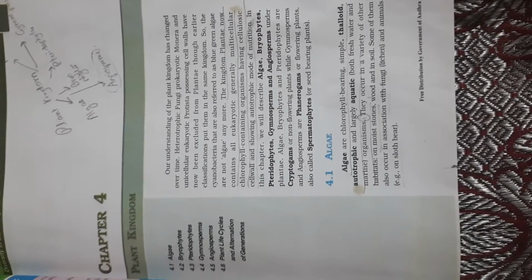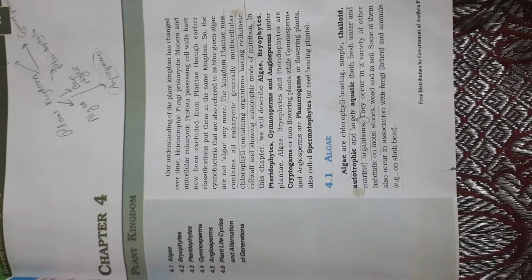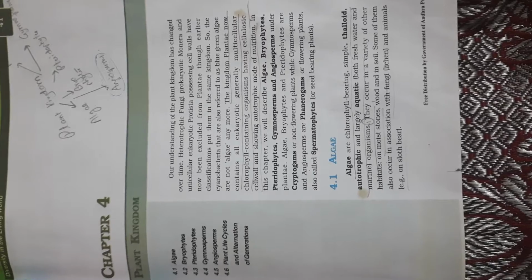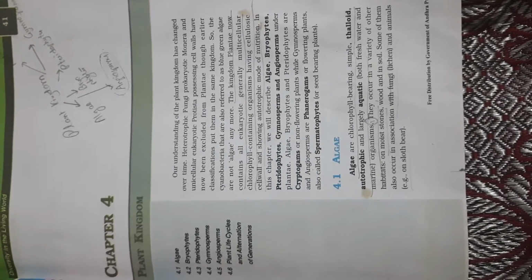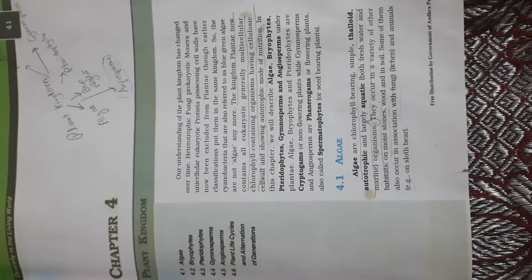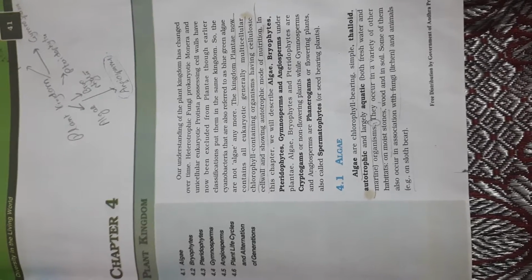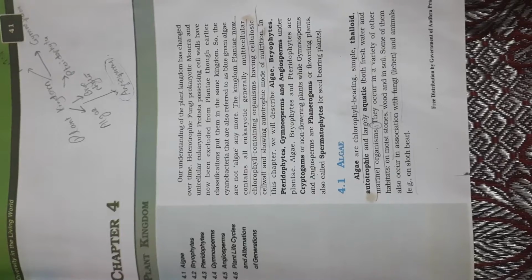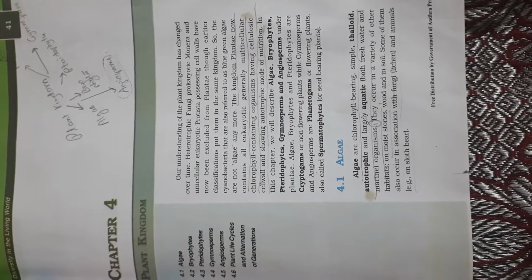So what is the plant kingdom? The kingdom Plantae contains all the eukaryotic, generally multicellular, chlorophyll-containing organisms which have a cellulosic cell wall and an autotrophic mode of nutrition. I've told you, autotrophic mode of nutrition is the one in which organisms can prepare their own food.